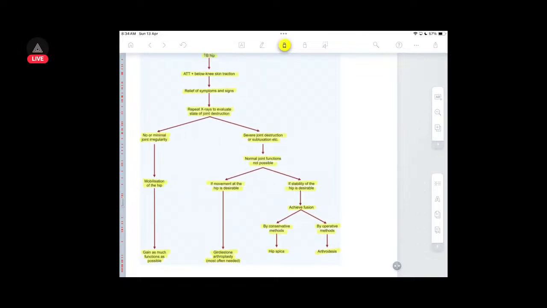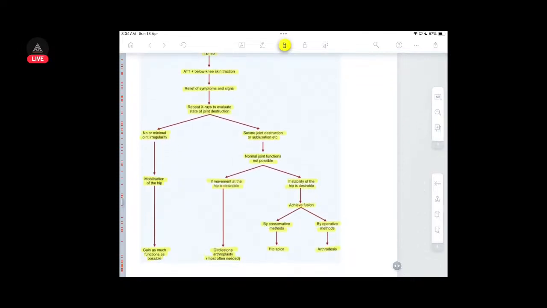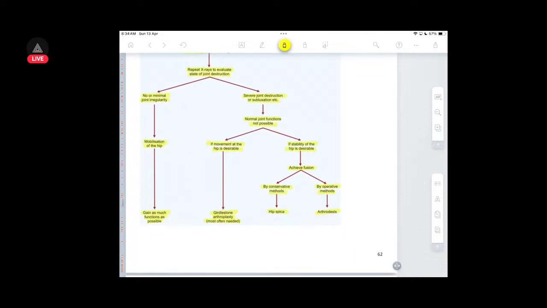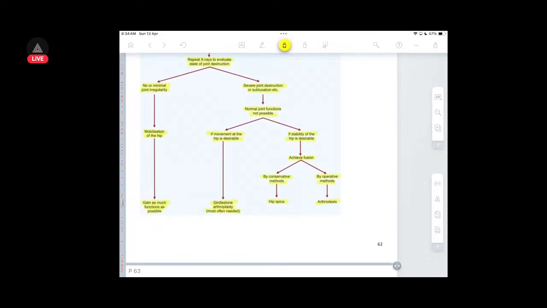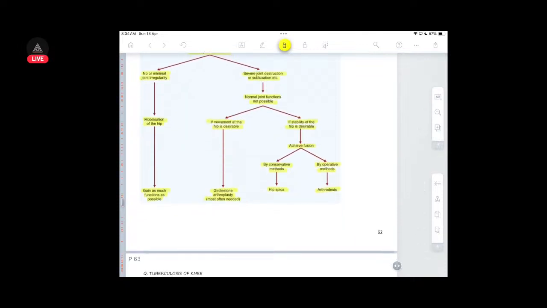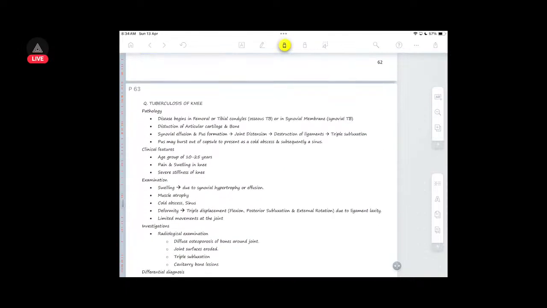Okay, so ATT, below knee traction you have to give, to relieve the symptoms and signs. Repeat the X-ray to see what happened to the joint. If there is no joint irregularity, mobilize the hip, gain as much function. That's it. Okay.